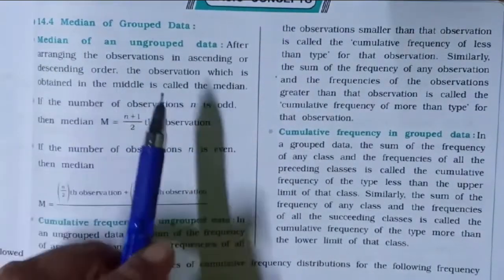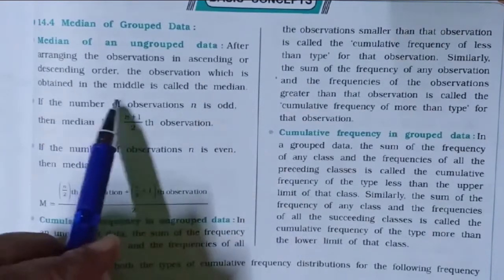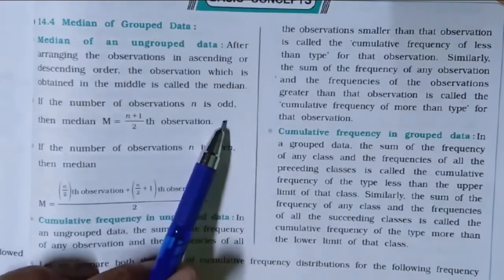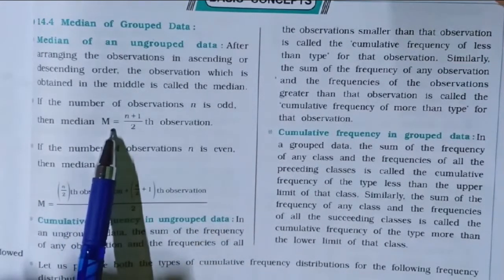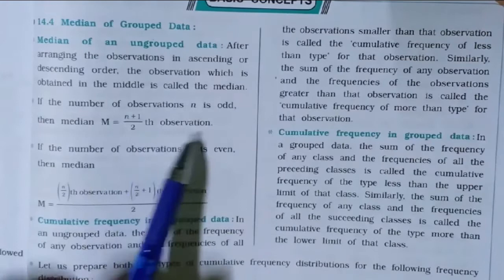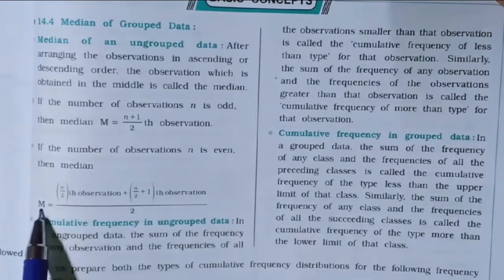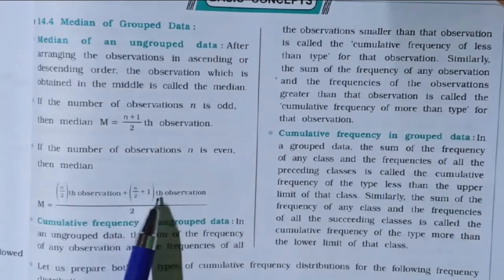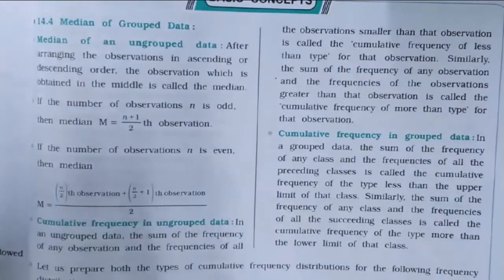After arranging the observations in ascending or descending order, the observation obtained in the middle is called the median. If the number of observations is odd, such as 1, 3, 5, then median M is equal to the (n plus 1) by 2th observation. If the number of observations is even, then median is equal to the n by 2th observation plus the (n by 2 plus 1)th observation, divided by 2. This is for ungrouped data.